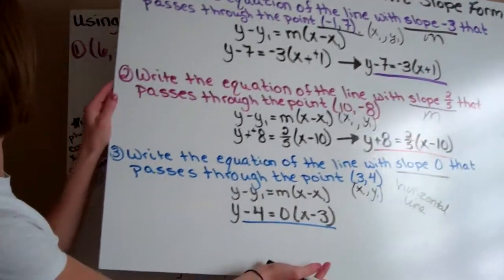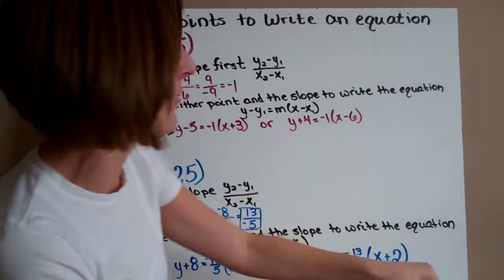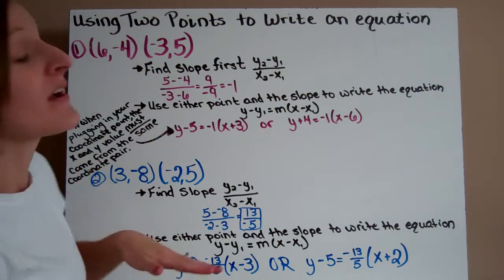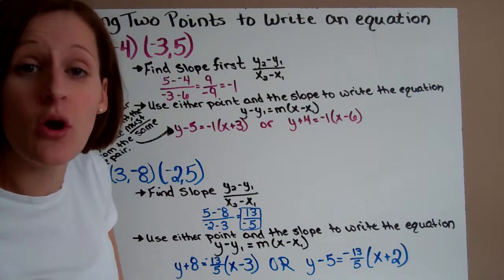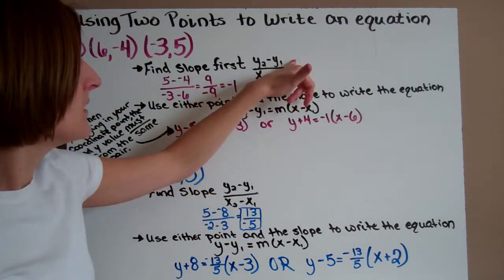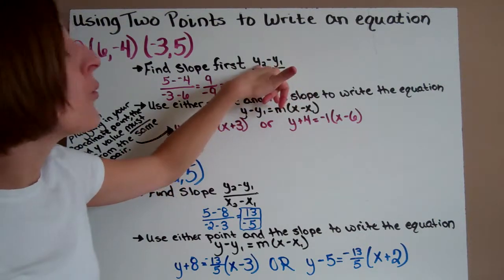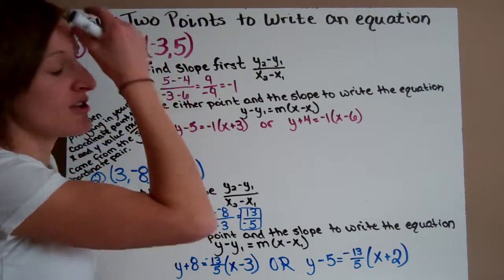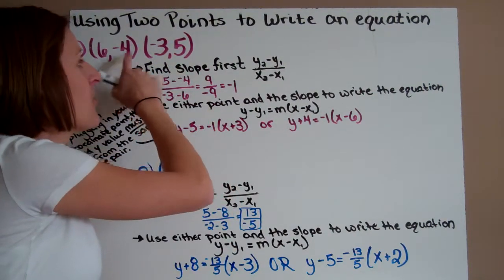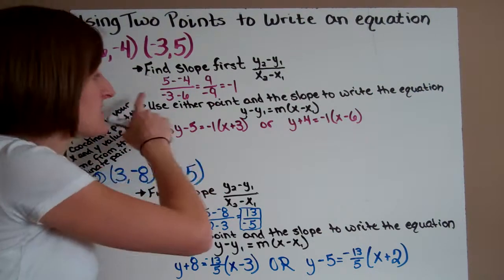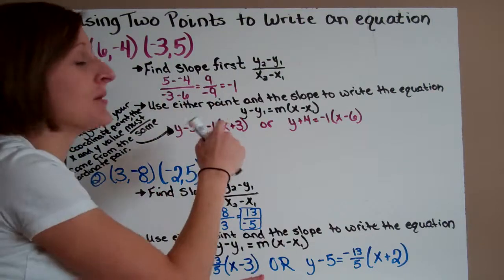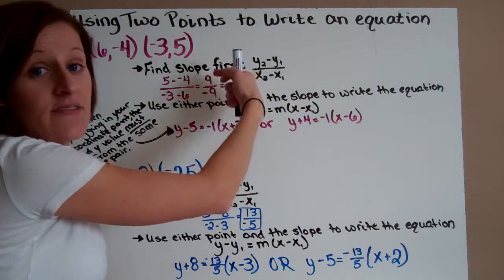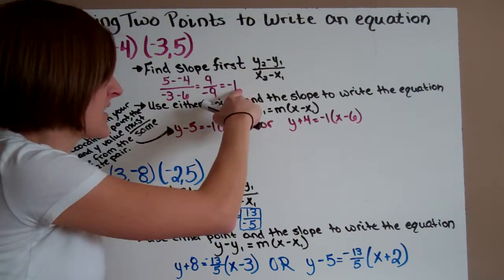Alright, so now we're going to use 2 points to write an equation. This first one I have (6, -4) and (-3, 5). Now, we are not given our slope, but we know how to find it by doing y2 minus y1 over x2 minus x1. So we find our slope using our 2 points. So 5 minus -4 over -3 minus 6. 5 minus -4 is 9 because you do keep change. Then -3 minus 6 is -9. 9 over -9 gives you -1.